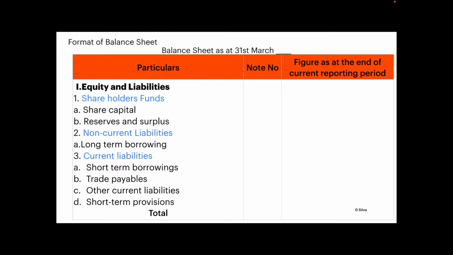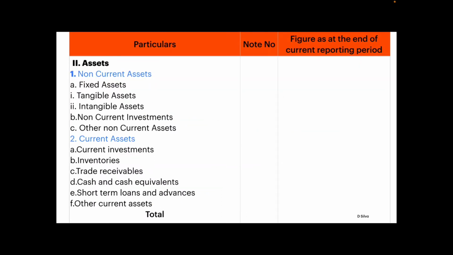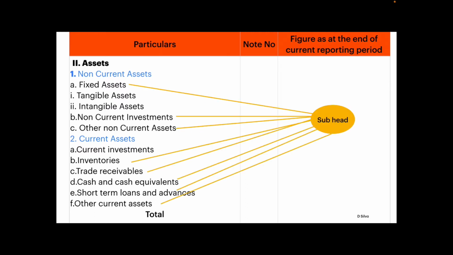On the screen you can see, students, I have major heads under equity and liabilities and the subheads are also being mentioned. According to the question, your subheads will differ. Likewise, on assets, we have two major heads and you have different subheads as well. As you continuously work out the problems, these things will be much easier for you.